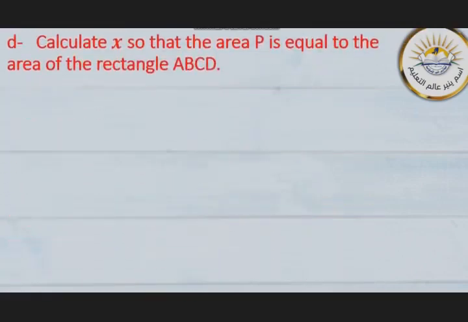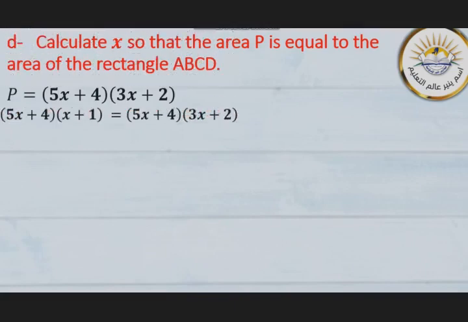D. Calculate x so that the area P is equal to the area of the rectangle ABCD. So P is equal to (5x plus 4) times (3x plus 2)... P is equal to (5x plus 4) times (x plus 1), which is equal to the area of the rectangle ABCD, which is (5x plus 4) times (3x plus 2).